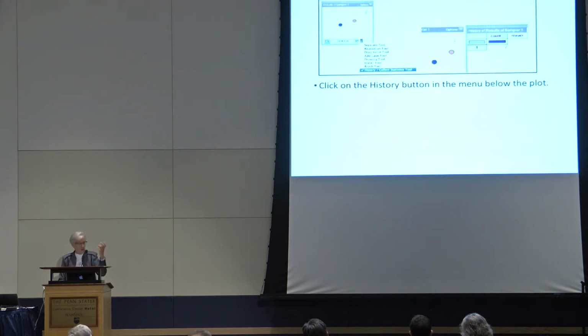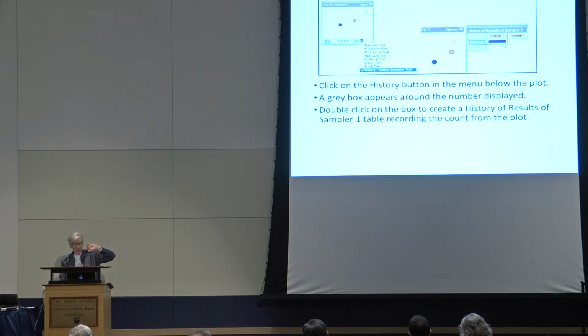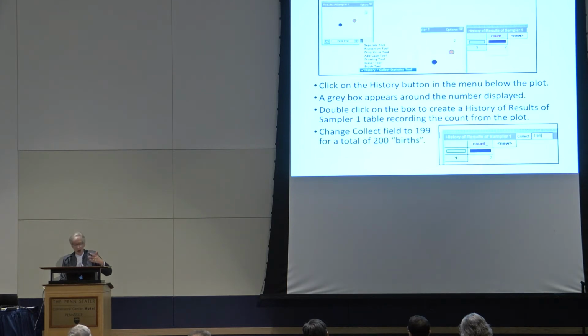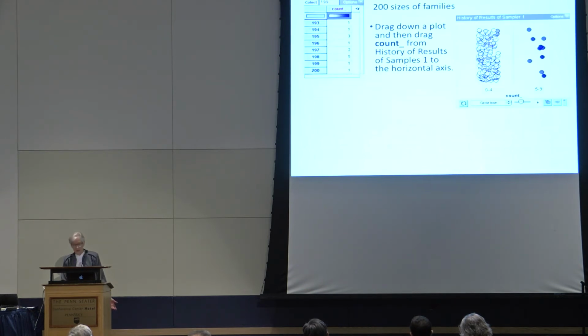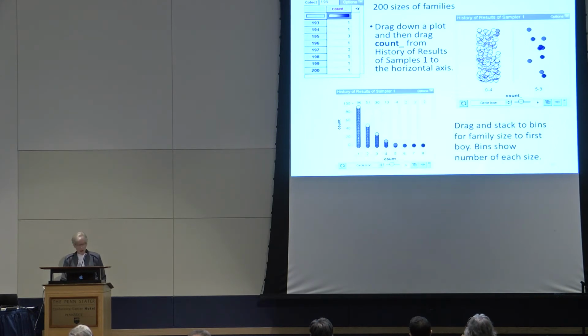Okay, then you click on the history button. The history button is down below the menu there, you can see. And the gray box appears, and then you double click on it, and you create a history. And the history then says, I can collect as many of these as you like, and I collect 199 more, and we get 200 sizes of families. And again, in TinkerPlots, you can see that's just floating around. And so then we drag it out.